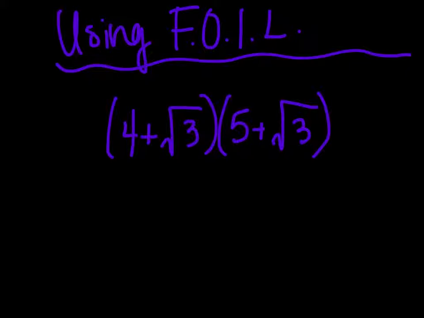Let's try one last method, and I know you saw this at the top. So using the FOIL method. We've done this with binomials, and the reason we're doing it with radicals now is because radicals aren't quite the same as whole numbers, so they can't be treated quite the same.